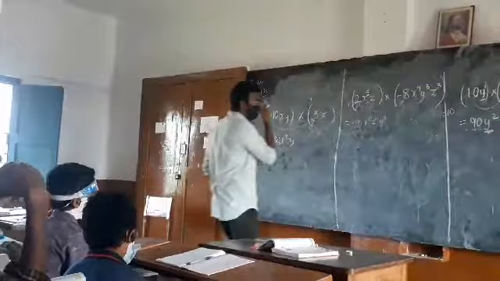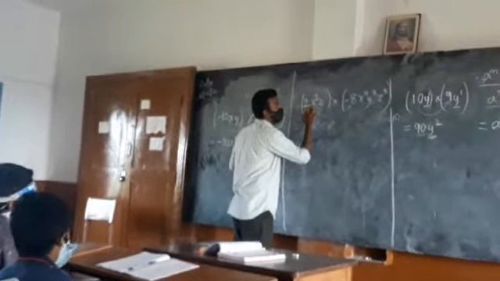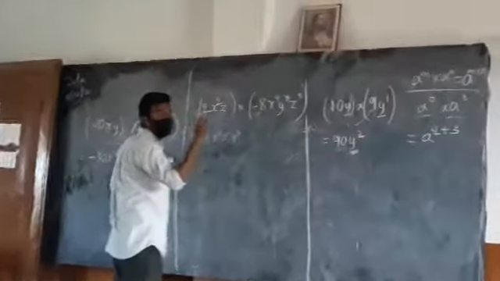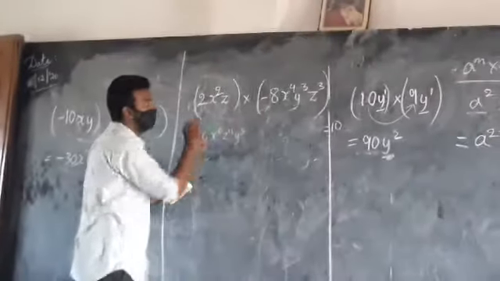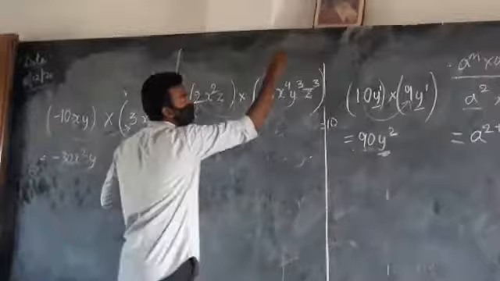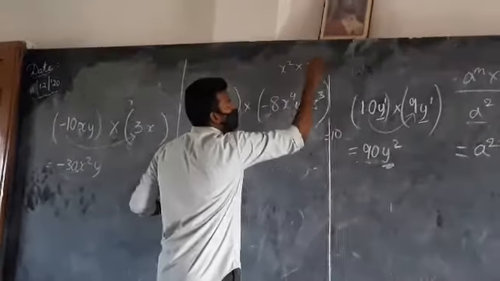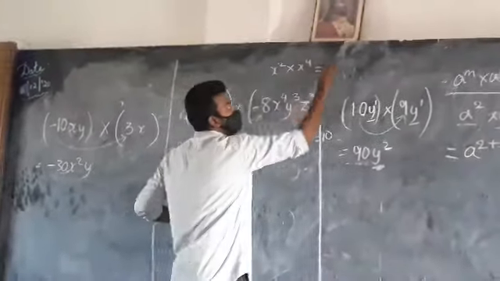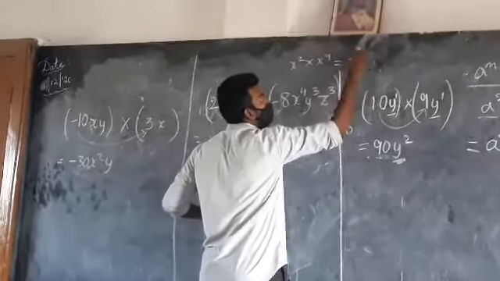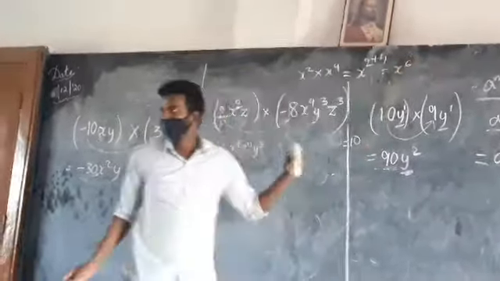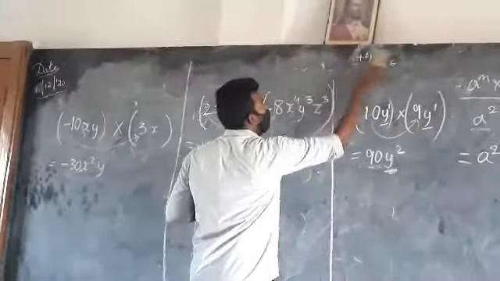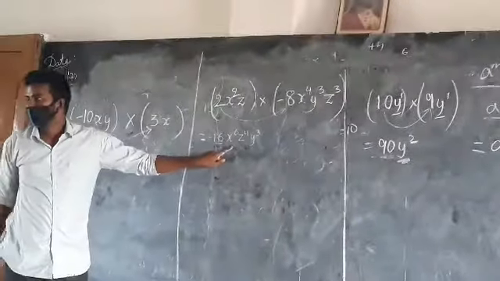Let us look into the other variables. X square multiplied by x power 4 gives x power 6. How much? X power 6. That is x power 2 plus 4, which is x power 6. Clear? That is how this x power 6 came.